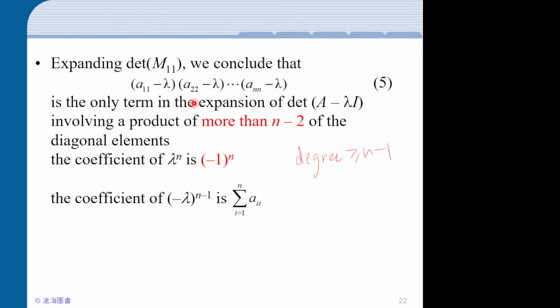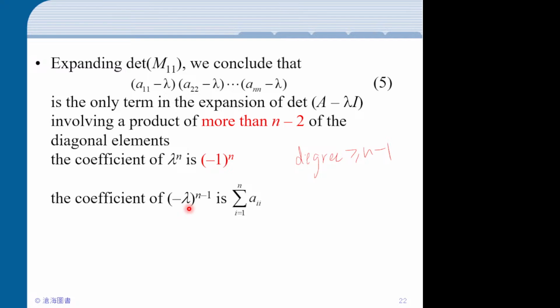So now we can have a pretty succinct expression for the degree n term and the degree n minus 1 term. The degree n term is from here, a product of the lambdas, so it's just minus 1 to the n. And the degree n minus 1 term is also from here, but you miss one of the lambdas, so you pick one of the a's and all the other lambdas. So it's minus lambda.